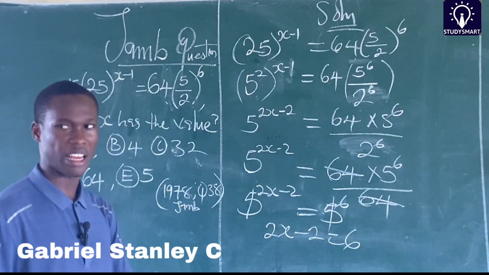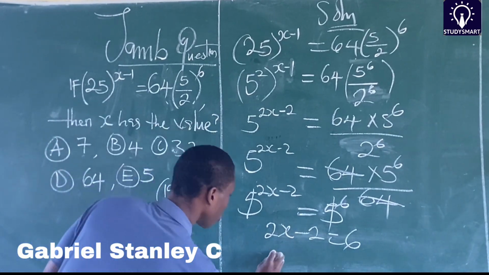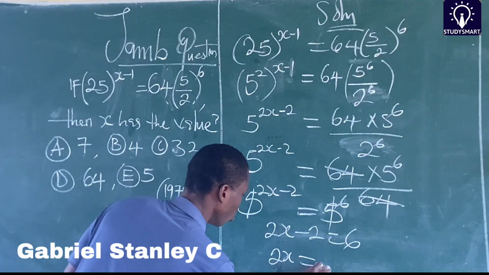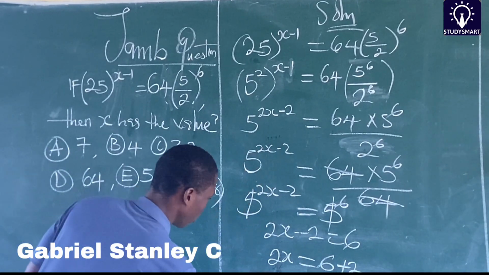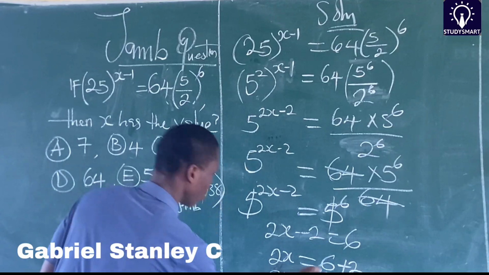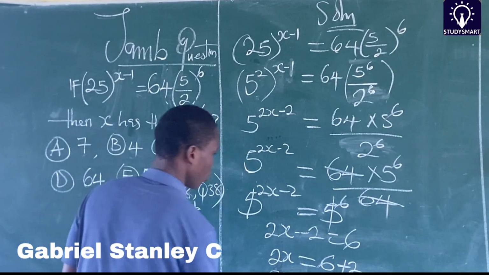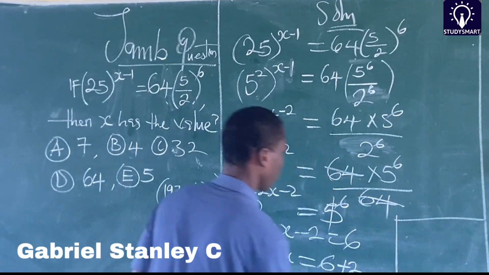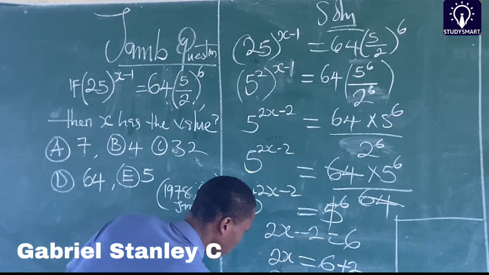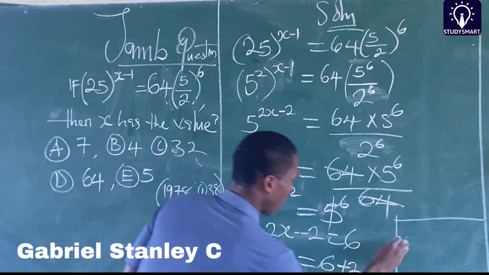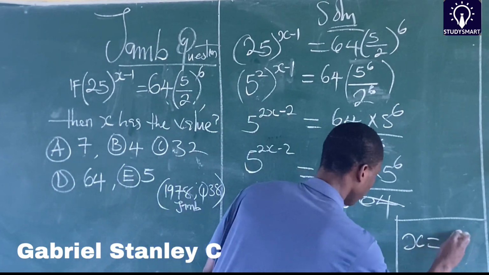Alright, so this becomes a linear equation. So now this becomes 2x equal to 6, minus 2 crosses changes to plus. So this becomes 2x equal to 6 plus 2 gives you 8. If I divide both sides by 2, here becomes 2, here becomes 2. So I have x to be equal to 8 over 2 gives you 4.